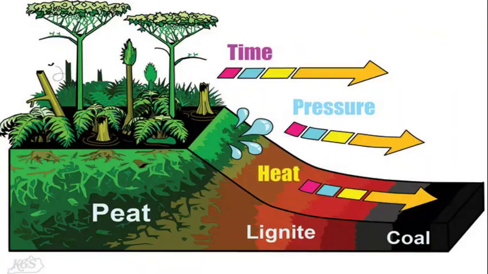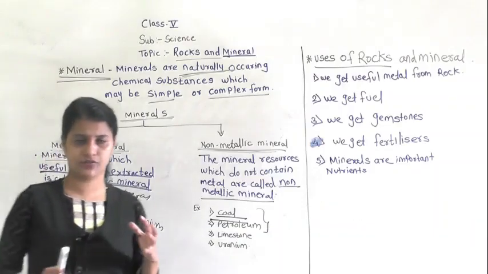It is formed from the remains of plants buried inside the earth millions of years ago. Due to the high temperature and the pressure on the earth, these remains of the plants form coal. Are you getting how coal is formed?